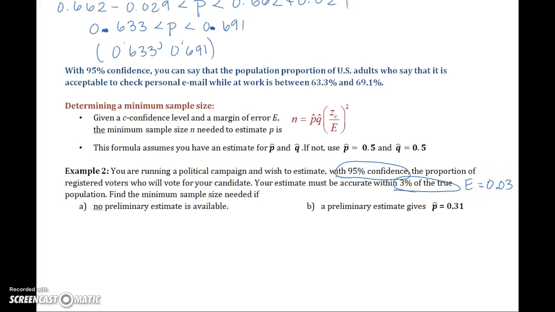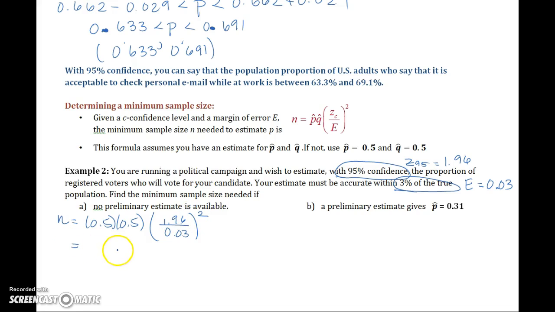Confidence. Same confidence level as before. So I'm looking at Z of 95, and we said that it was 1.96. It's always going to be that. It's a nice time saver for us. So for part A, they want us to use this formula when no preliminary estimates are available. So that means we don't know p hat and we don't know q hat. We'll use 0.5 for each of those. So n is 0.5 times 0.5 times 1.96 divided by E, which is 0.03, squared.